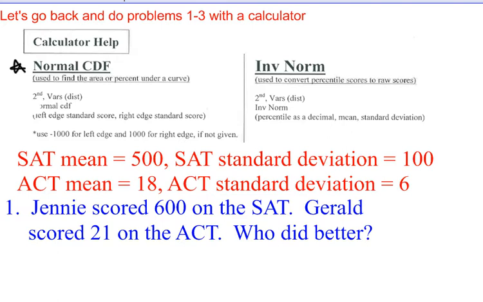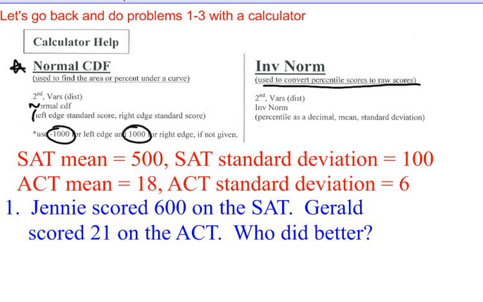To do normal CDF, you hit second, comma, vars, which is distribution, and then you hit normal CDF. Mine's not printing very good here. Kind of got crossed out, but that's the word normal. You can see it on your notes. It's the left edge of the standard score, right edge of the standard score. So we have to give it the edge of the standard score. The edge is infinity, isn't it? I mean, it goes on forever. So we'll use the number 1000 for ours. And then to convert percentile scores to raw scores, we'll use inverse norm. So second, and we'll go through that. That's where your notes are on that.